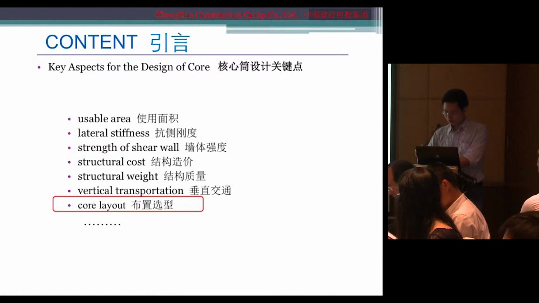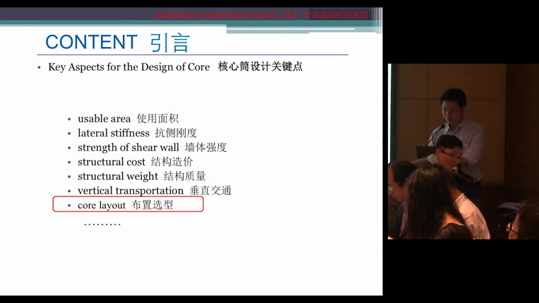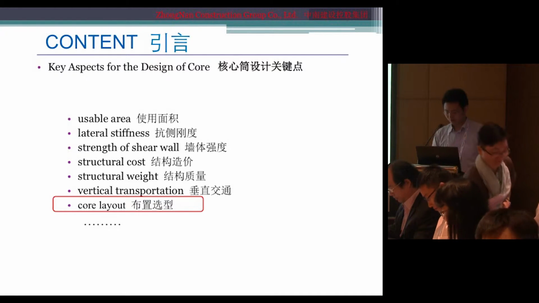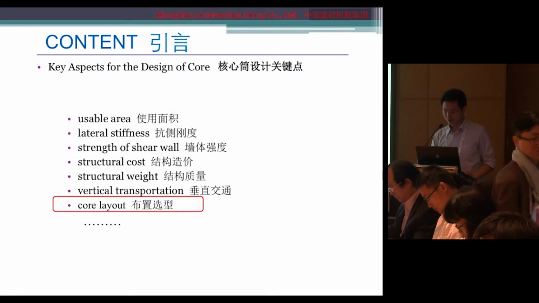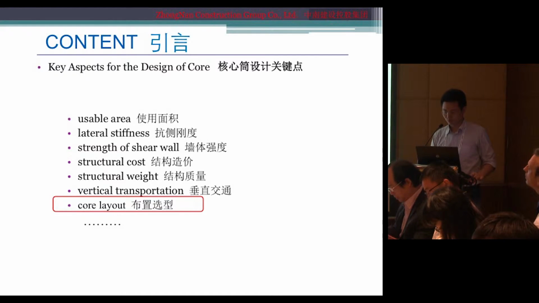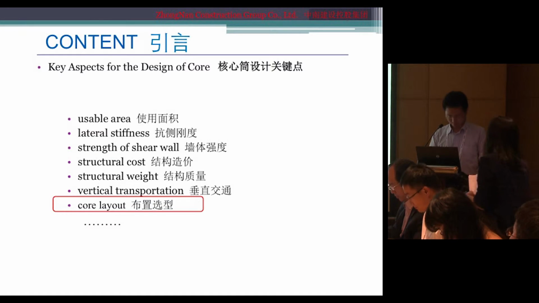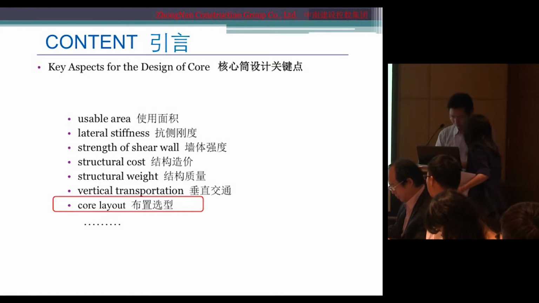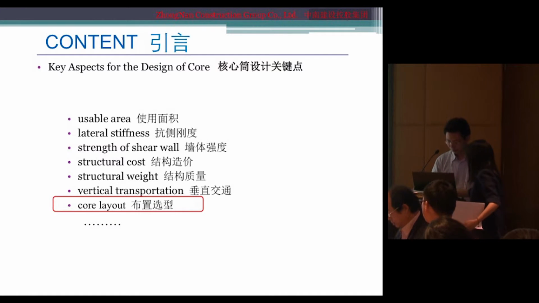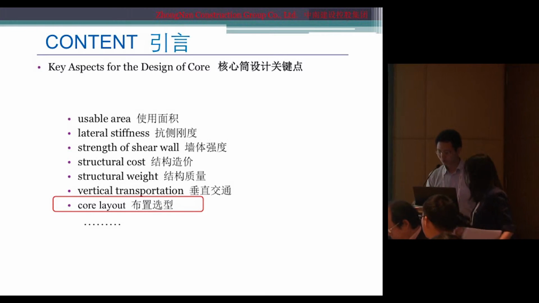For super tall buildings, the key aspects for the design of the core include usable area, lateral stiffness, strength of shear wall, structure cost, structure weight, vertical transportation, and core layout.